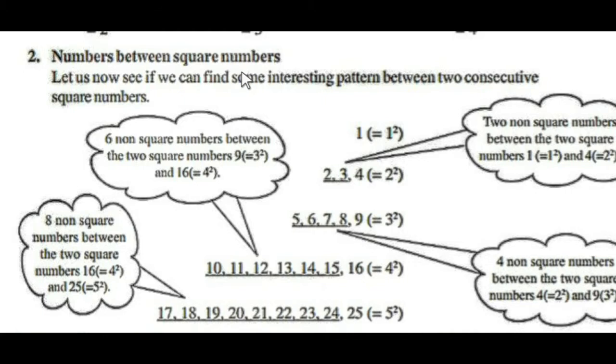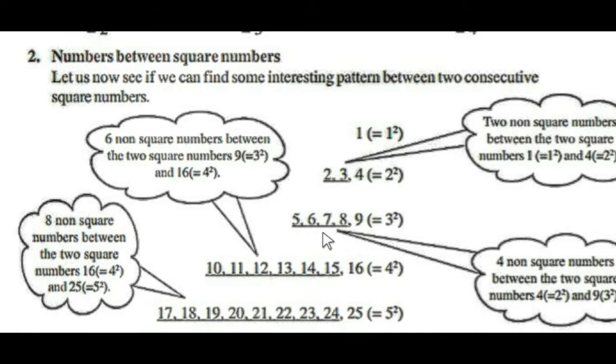Numbers between square numbers. Let us now see if we can find some interesting pattern between two consecutive square numbers. So it is a very interesting pattern. First one is 1 equal to 1 square. Second, let us see the two non-square numbers between the two square numbers. 1, that is 1 square, and 4, that is 2 square. So we can see here between 1 and 4 there are two numbers, 2 and 3. So two non-square numbers are there.